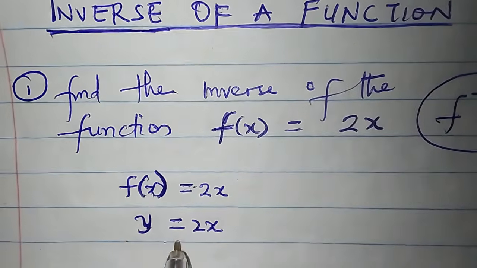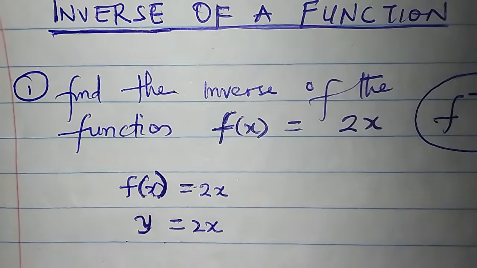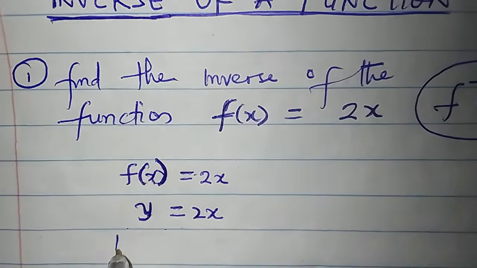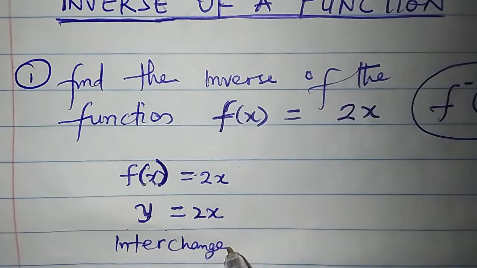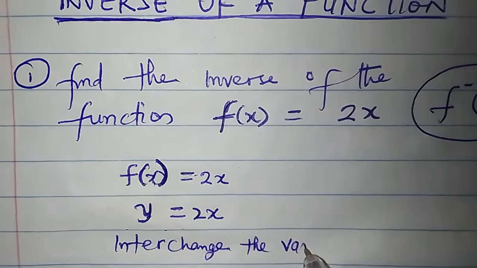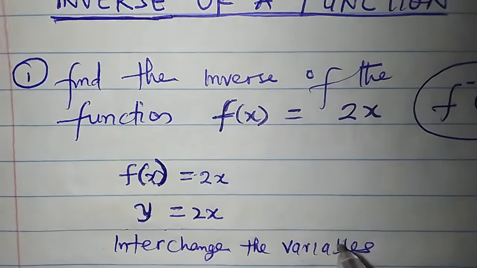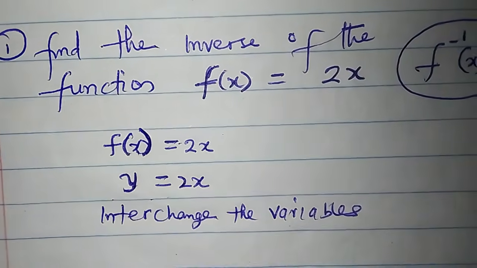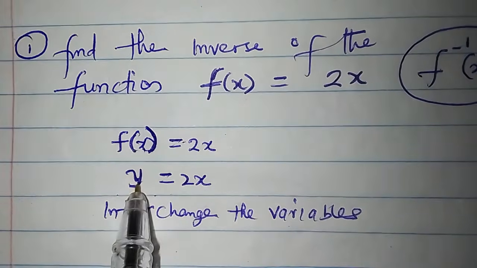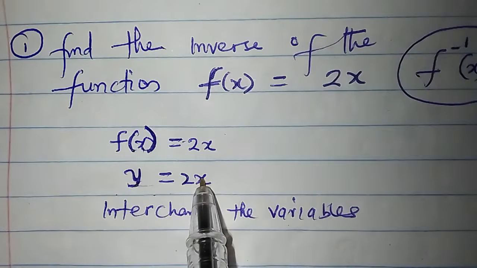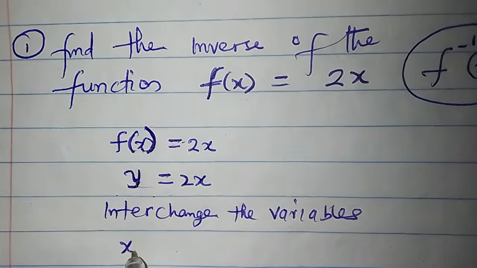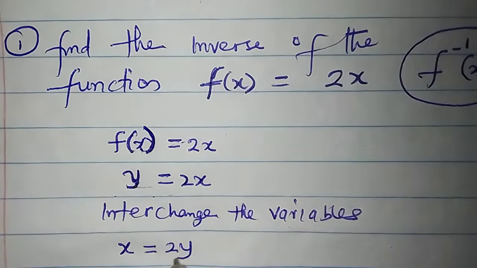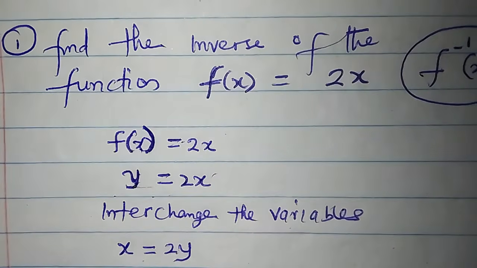From here, what we'll do is to interchange the variables. What does this mean? In place of y, I'll put x. In place of x, I'll put y. So it will now be x is equal to 2y. I just interchange the variables.